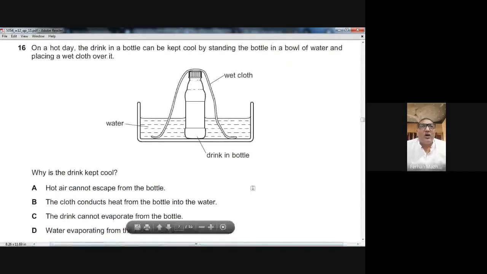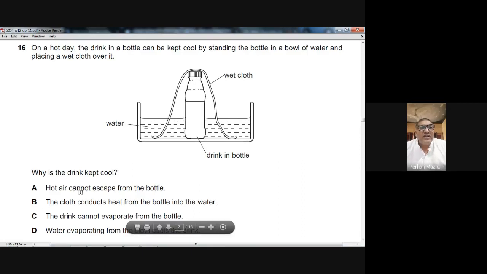On a hot day, the drink in a bottle can be kept cool by standing the bottle in a bowl of water and placing a wet cloth over it. Why is the drink kept cool? Because you see this wet cloth, from here the water will be evaporating. And when the water evaporates, the temperature here will decrease.